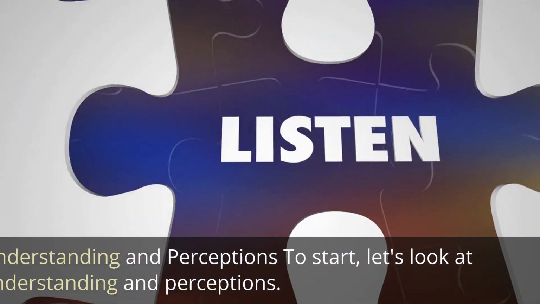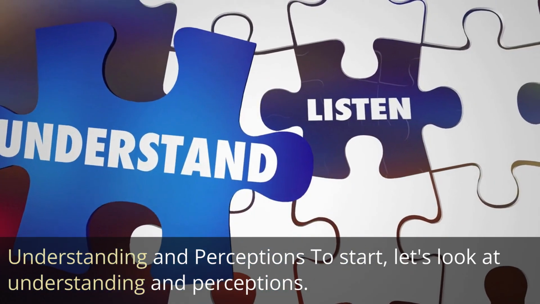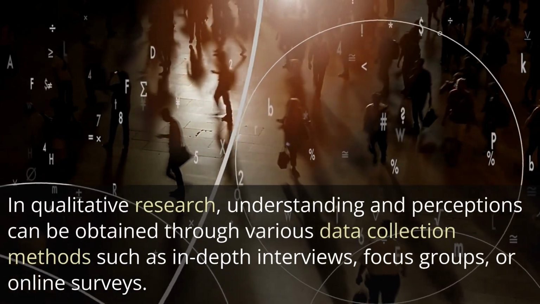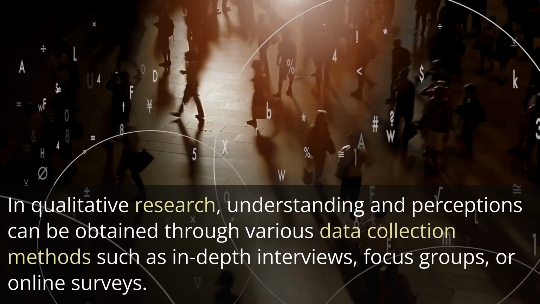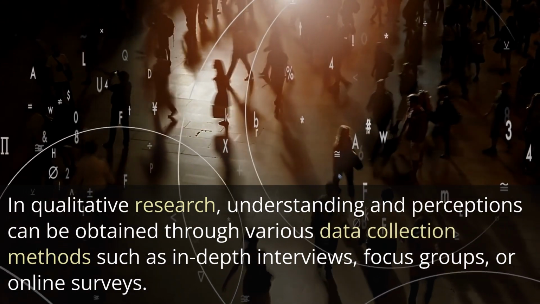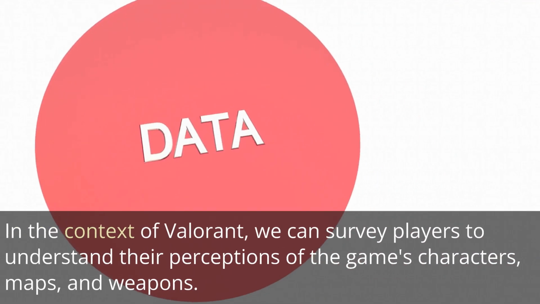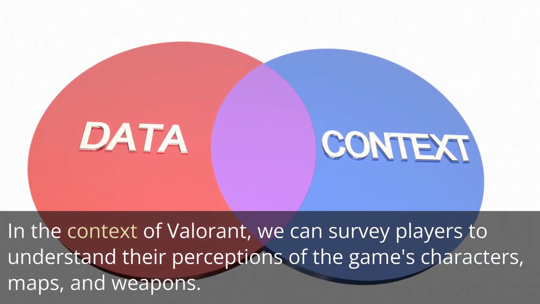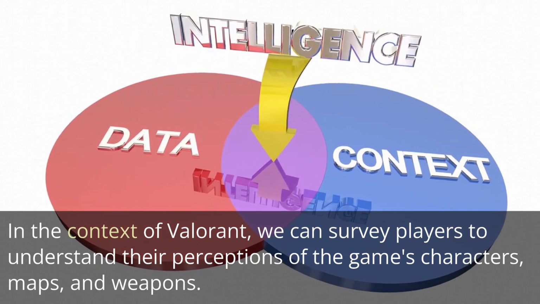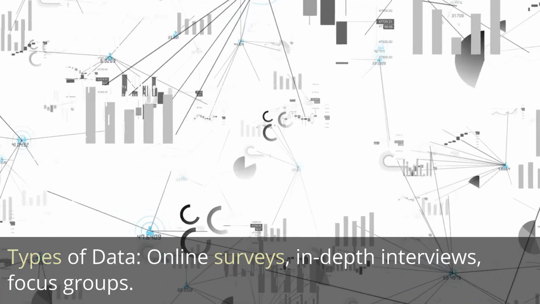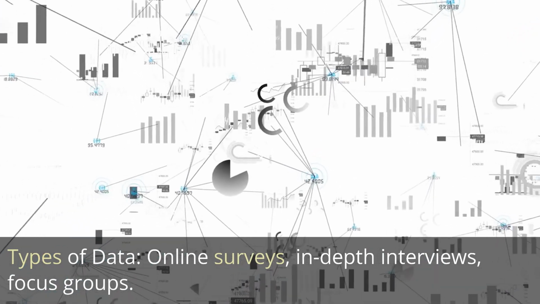Understanding and perceptions. To start, let's look at understanding and perceptions. In qualitative research, understanding and perceptions can be obtained through various data collection methods, such as in-depth interviews, focus groups, or online surveys. In the context of Valorant, we can survey players to understand their perceptions of the game's characters, maps, and weapons. Types of data: online surveys, in-depth interviews, focus groups.